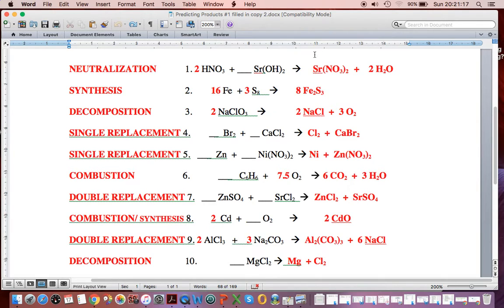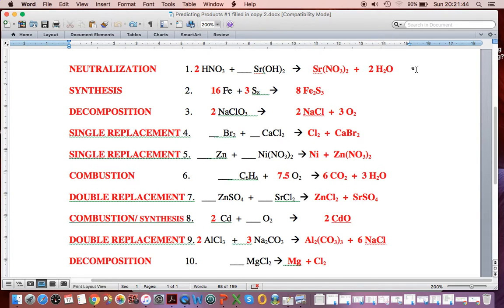Well, let's check it out. 1 strontium, 1 strontium. 2 nitrogens, 2 nitrogens. Then we have 2, and 2 is 4 hydrogens. 2 times 2 is 4 hydrogens. I have 6 oxygens here, plus 2 makes 8. 6 oxygens here, plus 2 makes 8. And whenever you think you've got something balanced, you should check element by element to make it make sense.